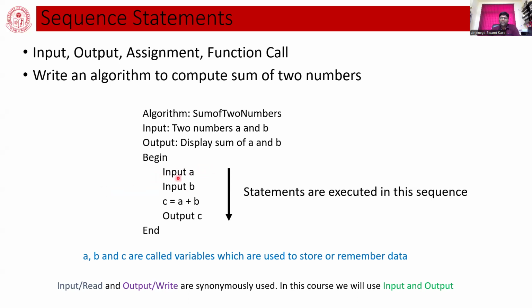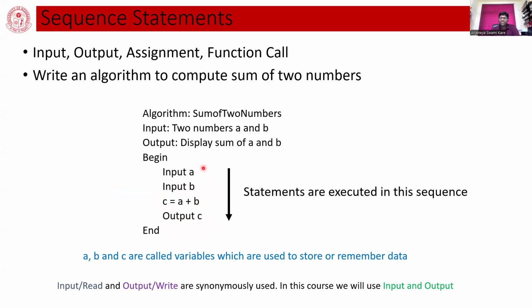The value for A is read from the user, and the value for B is read from the user. And then we store C is equal to A plus B. What does it mean? The sum of A and B is computed and stored in a data holder, or variable, called C. Then output C means we are asking the algorithm to display the value of C. Suppose A is 10 and B is 20, A plus B will be 30. The data holder C will contain the value 30, and 30 will be displayed as the output.